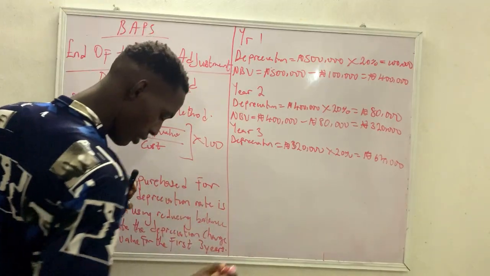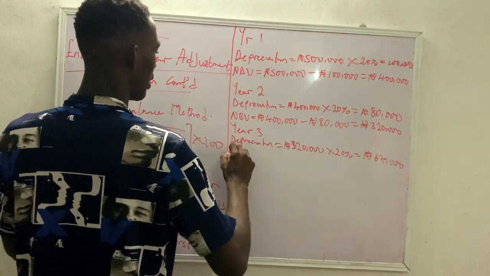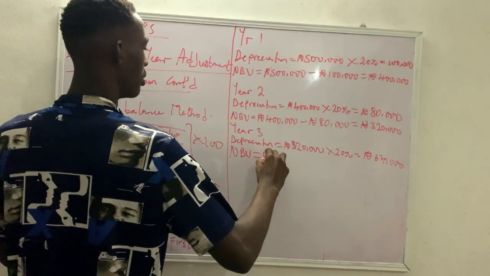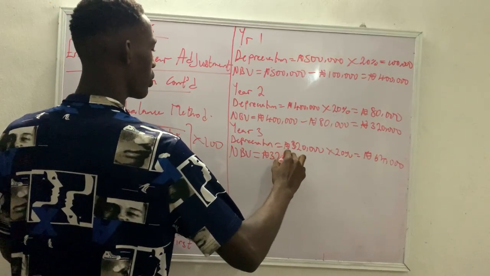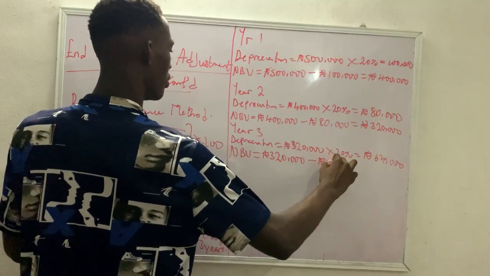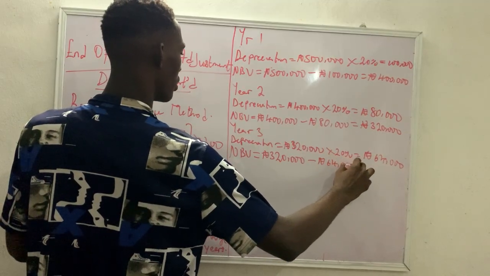So our net book value will now be 320,000 naira minus 64,000 naira.